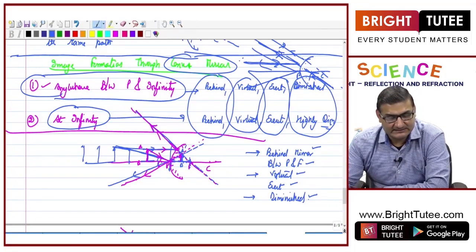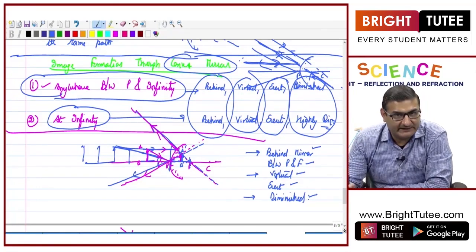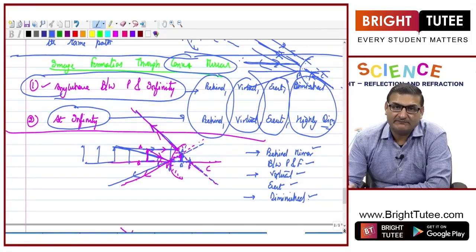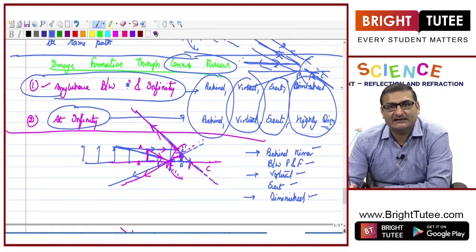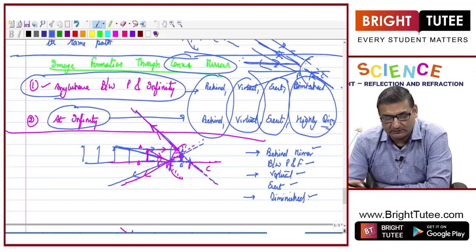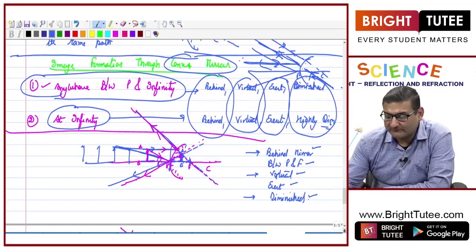Fine. So these are simply the two basic positions at which we keep the object, and we see when these objects are placed in front of a convex mirror, what kind of images are formed and where exactly the images are getting formed. Got it? So this is all about convex mirrors.